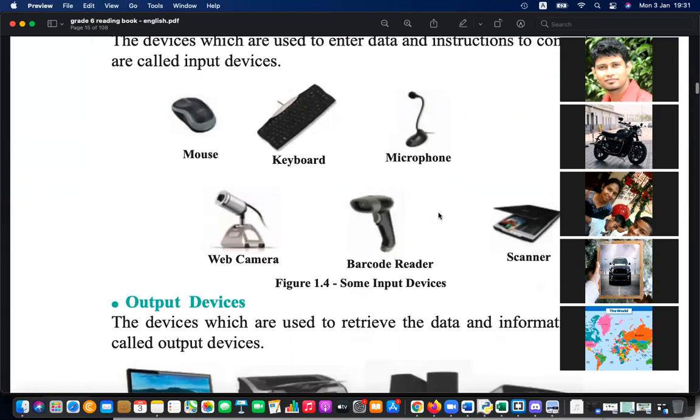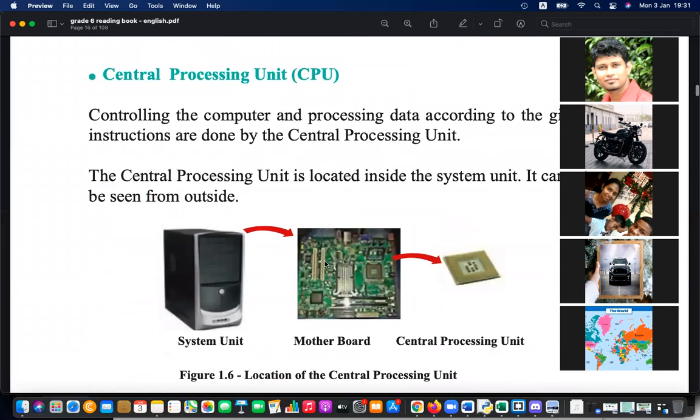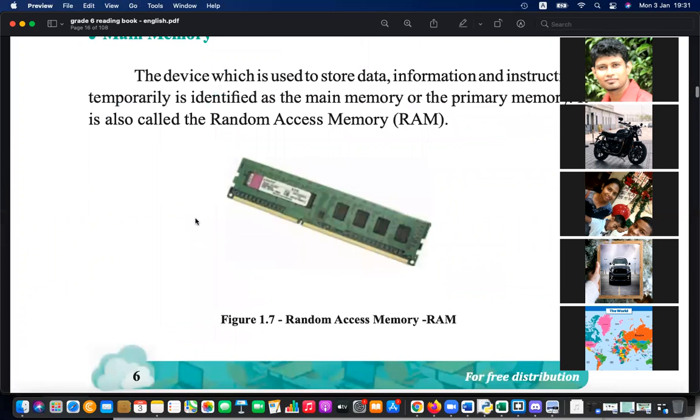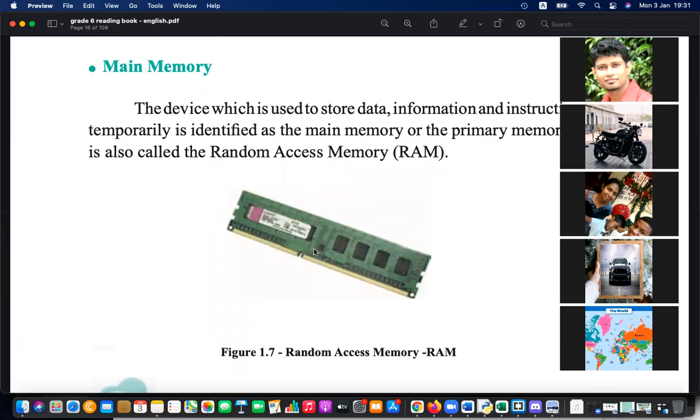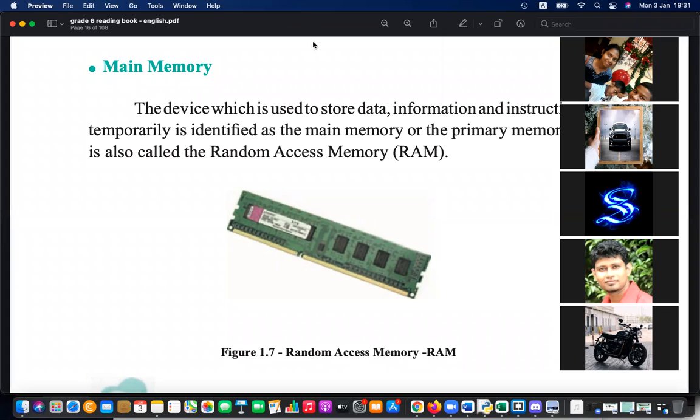Okay, we learned about these inputs, we learned about these outputs, then we learned about the central processing unit, which is the brain of the computer. So this is the main memory. Have you seen this physically? Only pictures? How many of you have seen this actually? Can you raise your hand if you have seen this actually? I think only a few. 1, 2, only 3 have seen that actually.